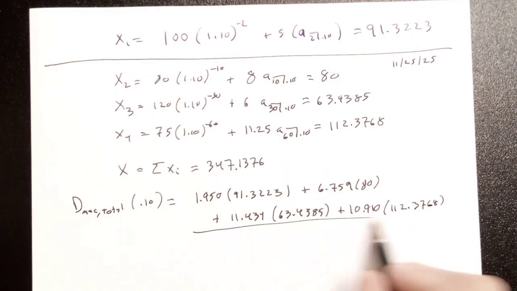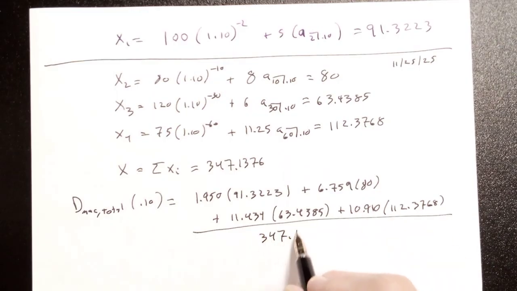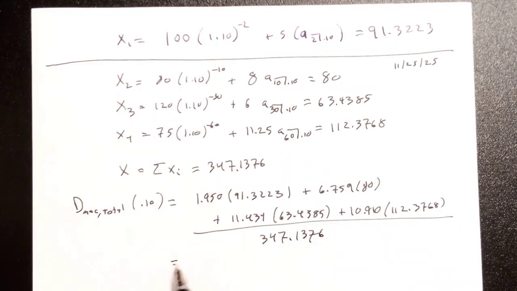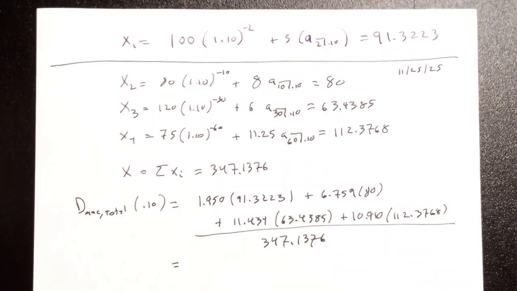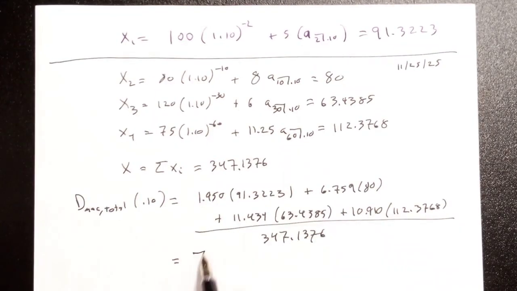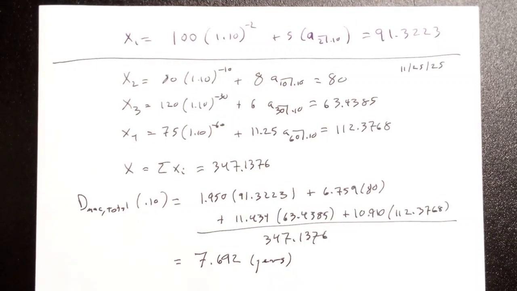Add all that up and divide by 347.1376. And that tells me the duration of this portfolio is just under 7.7 years. That's the Macaulay duration.